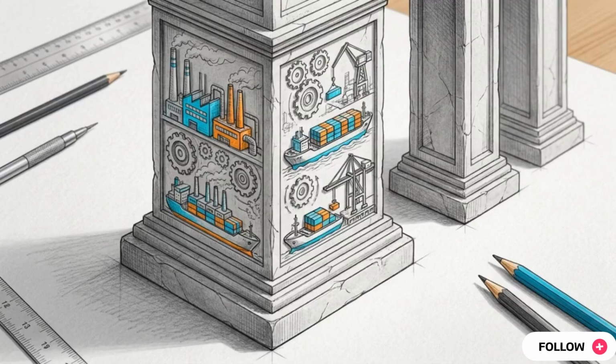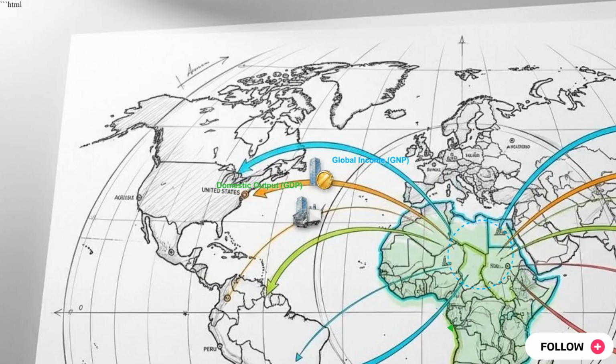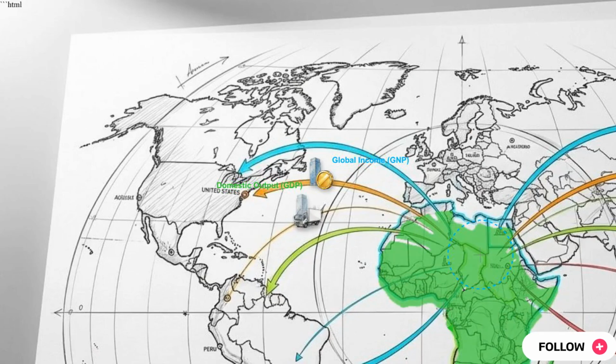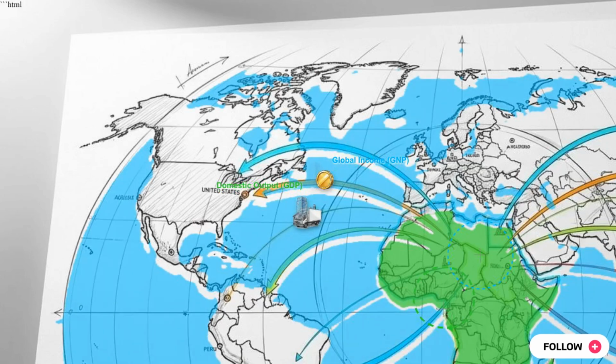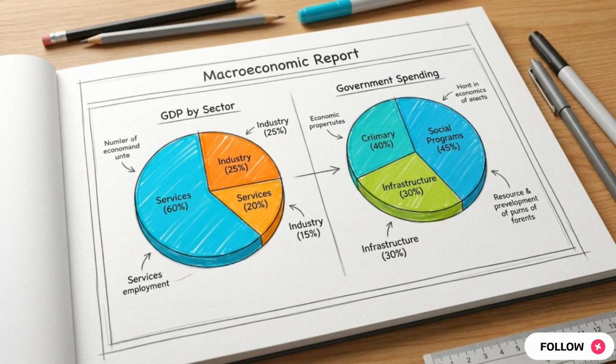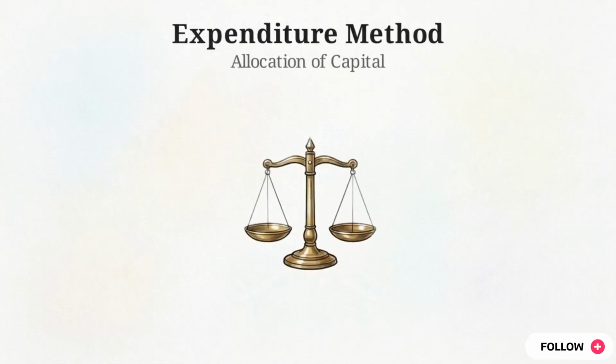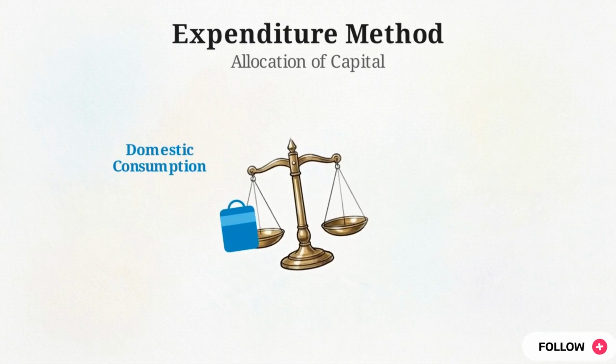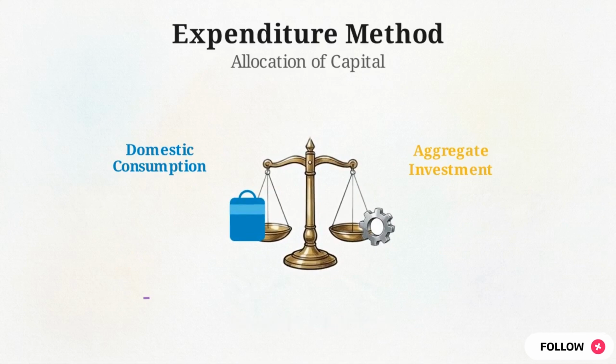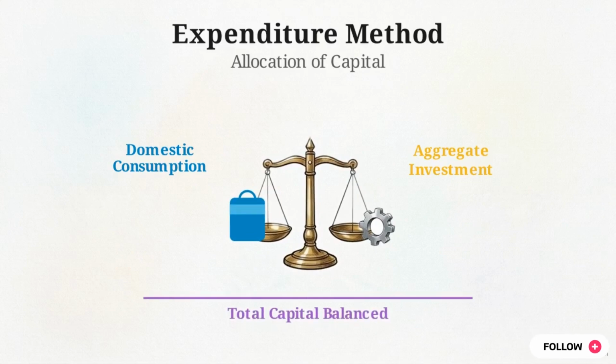We construct this diagnostic using 3 analytical pillars. Pillar 1 tracks growth and capital flows. To measure the total scale of an economy, we use gross domestic product, the market value of all goods and services produced within a country's borders, and gross national product, which captures income generated by a nation's citizens globally. Analysts dissect these metrics using 2 primary methods. The expenditure method tracks how a nation allocates its capital, balancing total domestic consumption against aggregate investment.